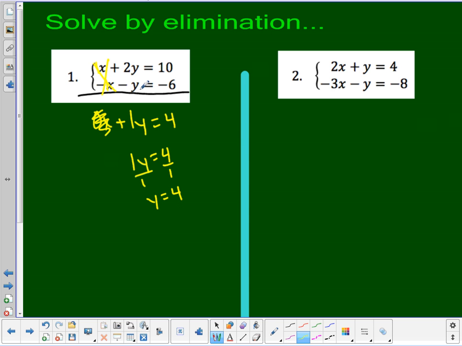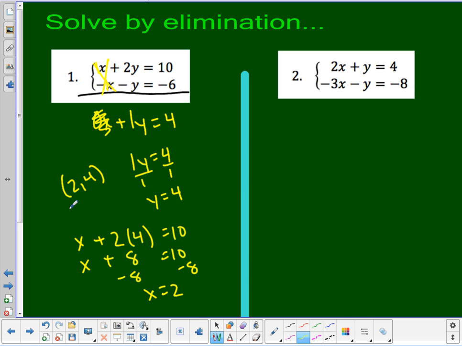So I'm going to go back to the original equations, and I'm going to plug this 4 in for y. I'll just pick the top one. It doesn't matter which equation you pick because it's a solution to both. So I'm going to plug it into the top one, and I end up with x equaling 2. So when I write this out as a solution, it looks like (2, 4). And there we are.